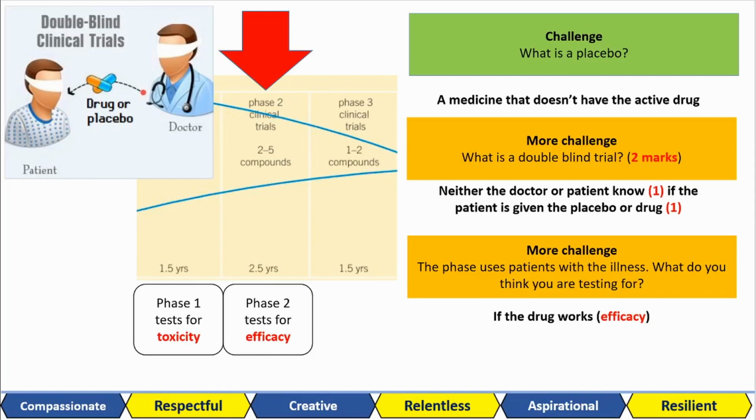Since we're using patients with the illness, we are seeing if the drug actually works. The key word for this that you should use in your exams is efficacy. So phase 1 was testing for toxicity, phase 2 is testing for efficacy.